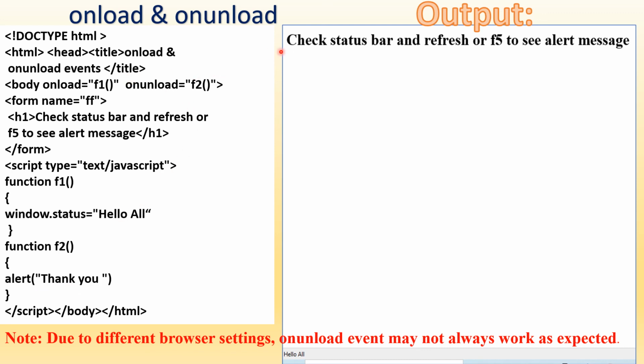So you can see the output. When I load this page, automatically I'll see this H1 message displayed. Along with that, I can see function F1, that is status. In the status bar, hello all is displayed. Now function F2: when I close this, or reload it or refresh it with F5, in that case the thank you message should be displayed. In older browsers, it will be displayed. According to different browser settings, you may not see this output. So if you have an older browser, you can see the output, and the alert thank you message will be displayed.